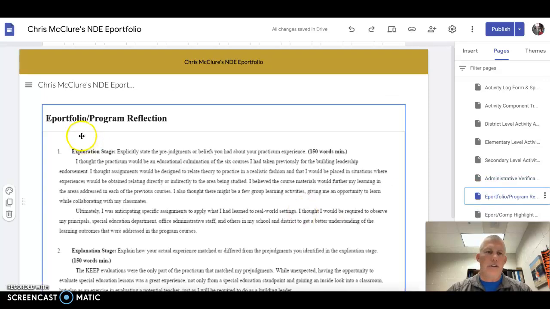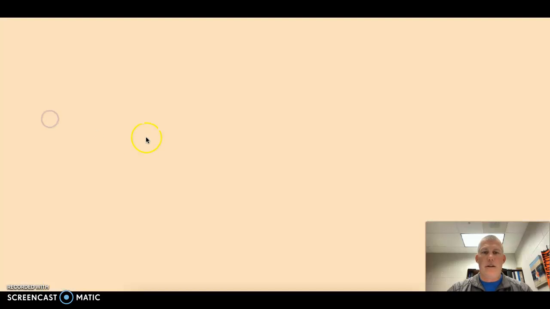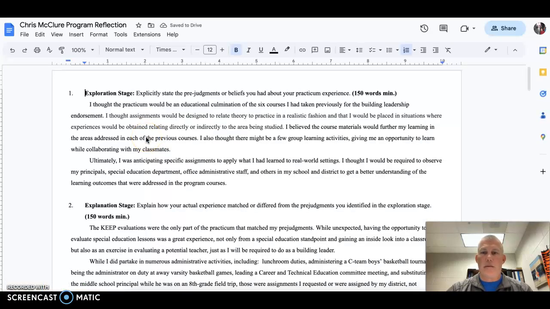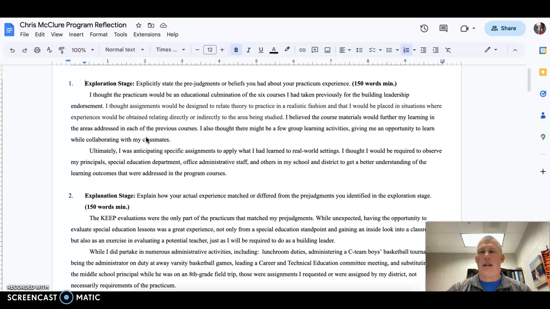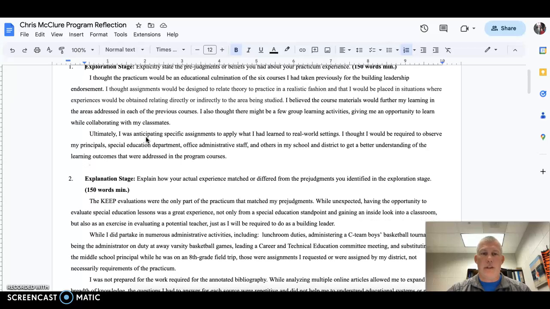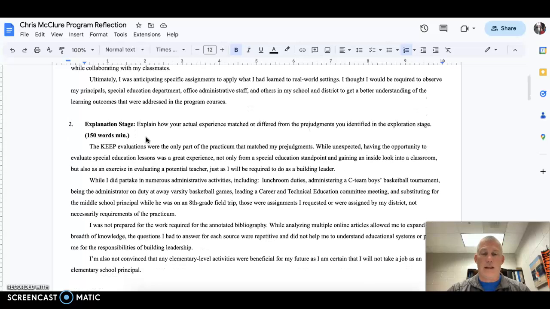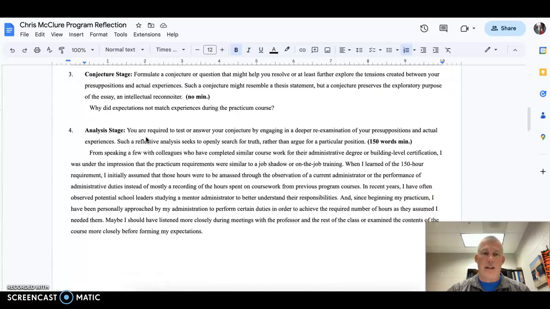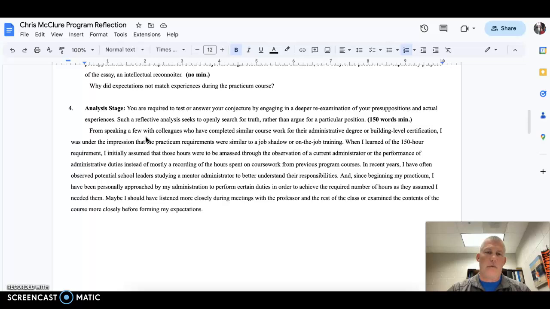And then the last thing that I'll discuss with you tonight was my program reflection. I am not very big on reflecting, so these kinds of activities are difficult for me. The explanation and exploration stages were not as difficult as the analysis stage. Again, difficult for me to look internally and see some of that stuff.